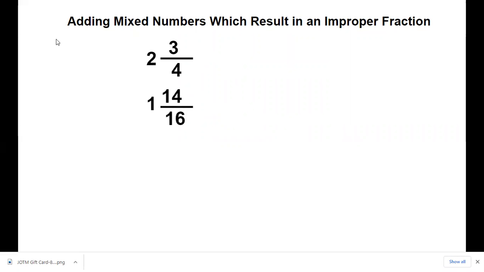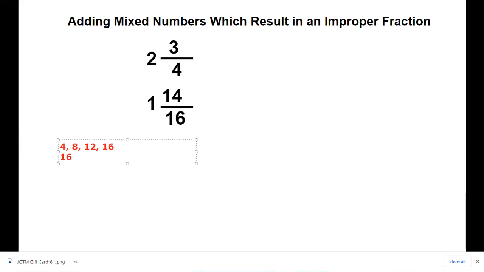Bottom numbers are different. We have to find the least common multiple. How do we do that? We count by 4s and we count by 16s. 4, 2 times 4 is 8, 3 times 4 is 12, 4 times 4 is 16. 16s, we count by 16. Well, we got 16 already. We have a match, so 16 will be our bottom number.